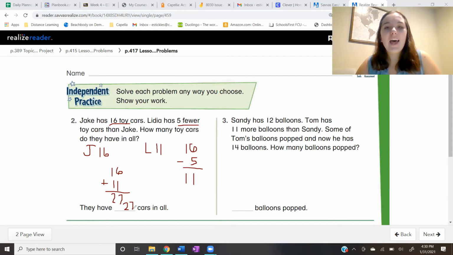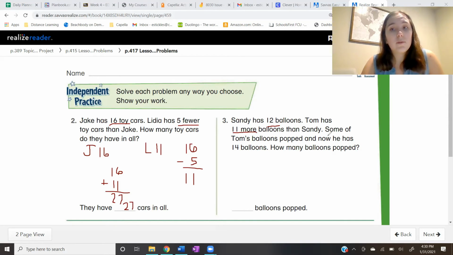Nice and easy. I want you to take a look at number 3. I'm going to read it for you, and then you're going to solve it, and then come back to me when you're all done. But let's see what they want you to do. Sandy has 12 balloons. Tom has 11 more balloons than Sandy.